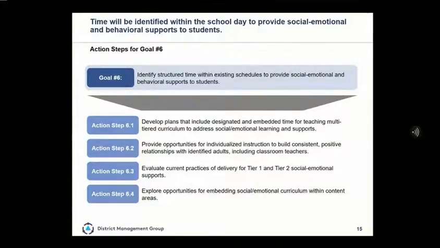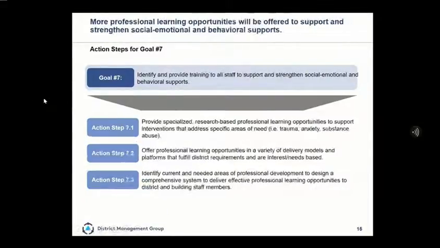Looking at delivery of Tier 1 and Tier 2, how we currently deliver those things, and then continue to look for ways to position that curriculum or those components in existing areas. Might be health, might be social studies, wherever we can see some good crossover. Goal number 7. Jenny, why don't you talk?